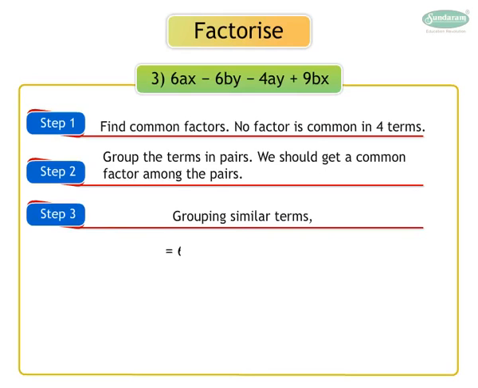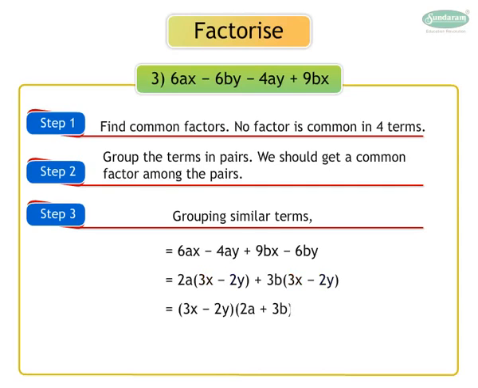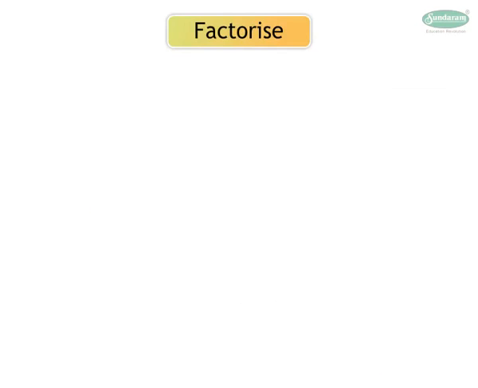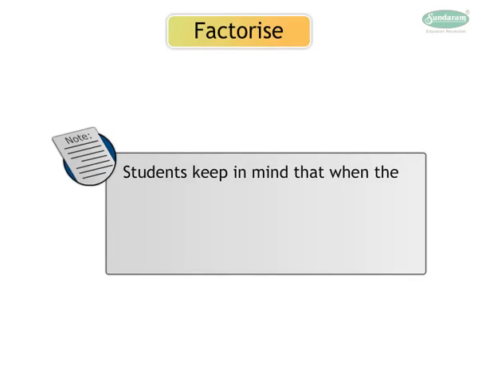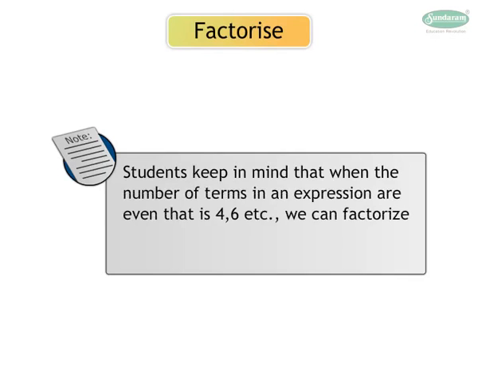Third step, students, we can see that the result we got also has a common factor, which is 3x minus 2y. Hence we write it separately in a bracket and 2a plus 3b in another bracket. Hence the factors are 3x minus 2y multiplied by 2a plus 3b. Note, students, keep in mind that when the number of terms in an expression are even, that is 4, 6, etc., we can factorize by grouping in pairs to get a common factor.